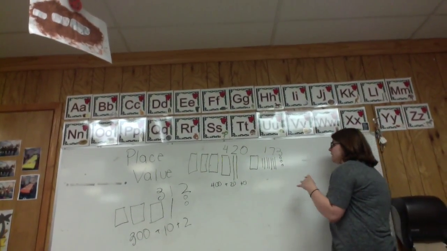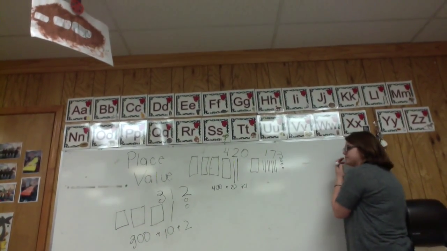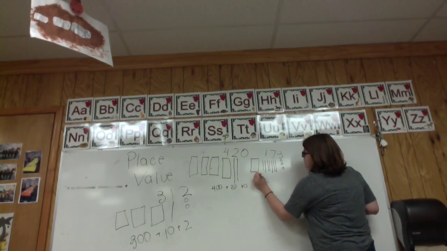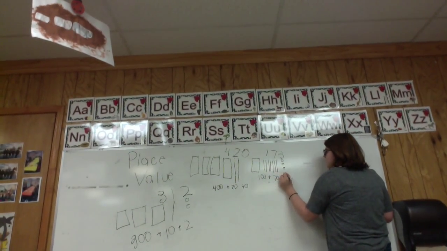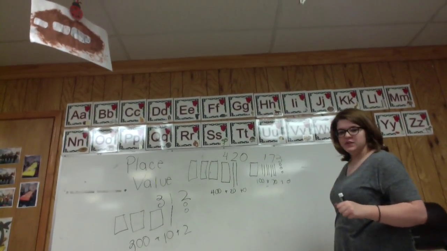Now we're not going to draw it again. We're going to use numbers to represent this number, but we're going to do it like we did here. So we have 100 plus 70, or 7 tens, plus 3 ones. And that's how we do it, my friends.